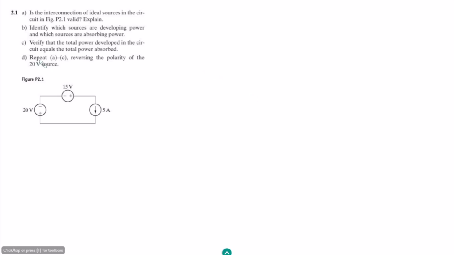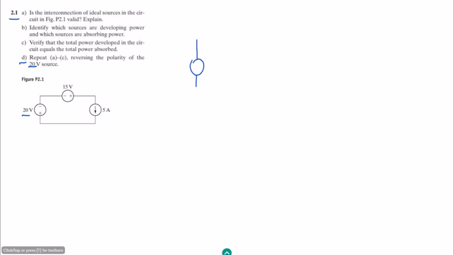Welcome back, guys. So today we are going to solve part D of our question, and previously we have solved part A, B, C of question 2.1. So the part D of it is repeat A to C, reversing the polarity of the 20-volt source. Okay, so this is the 20-volt source, and reversing it, we will get what?